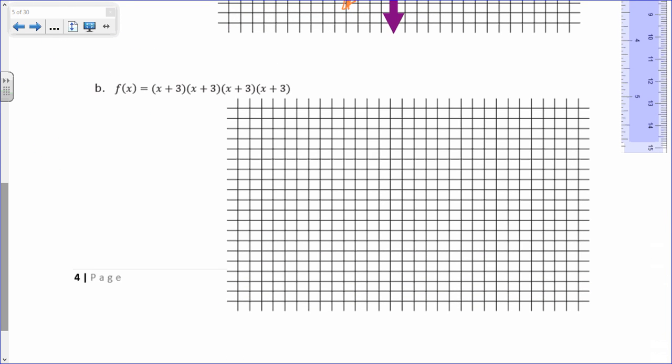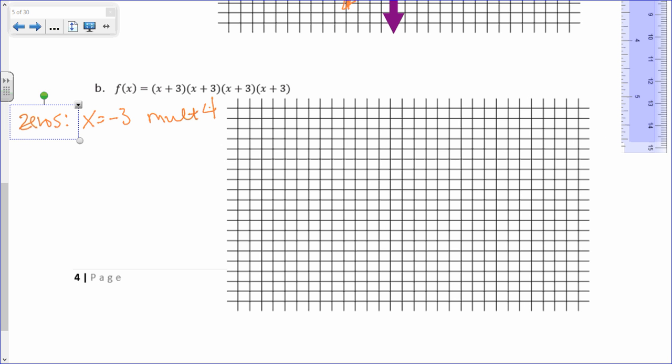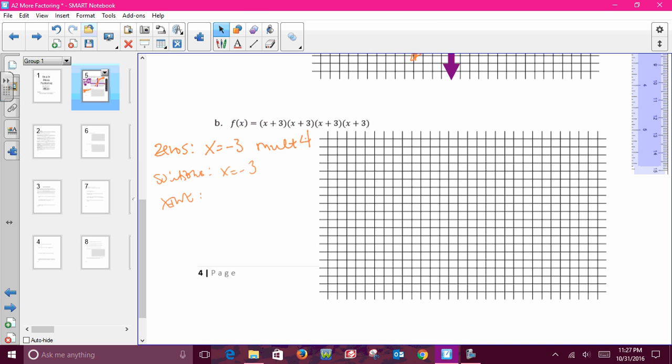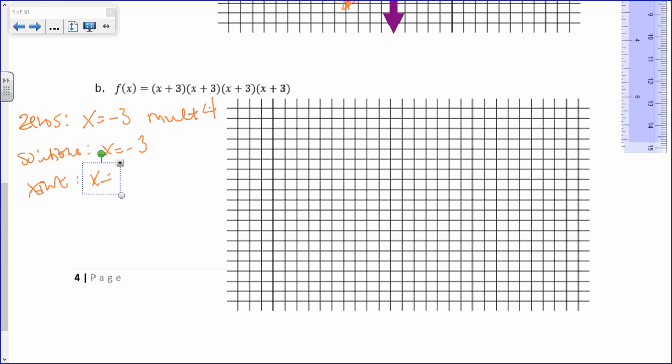So let's go ahead and look at B. So my zeros are all x equals negative 3, with a multiplicity of 4. I think I messed up my lines. I did, sorry. As I'm looking at that, I can see little arrows on the ends of all my numbers there. Okay, so then my solution is just x equals negative 3. My x-intercept is x equals negative 3.